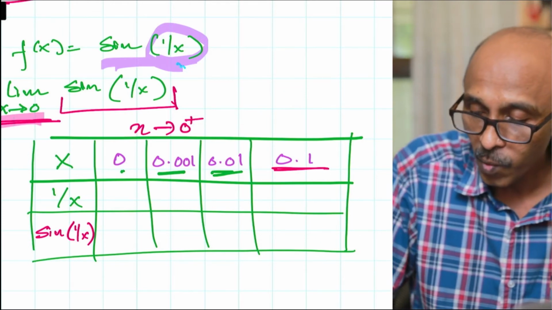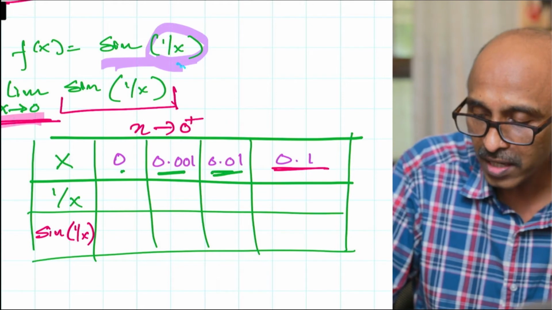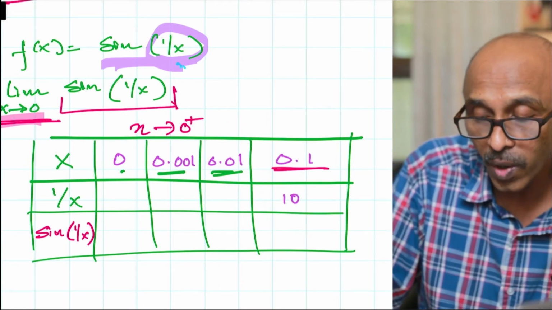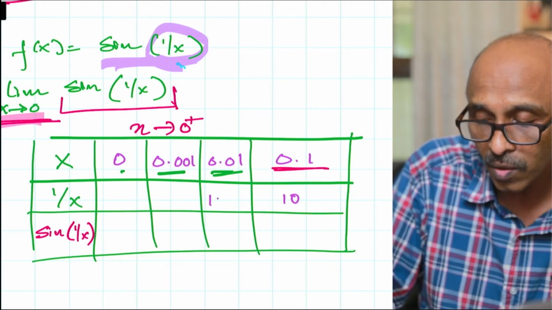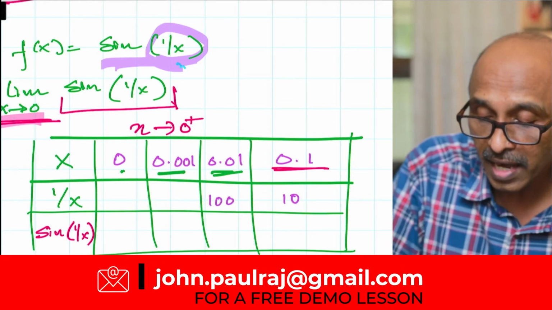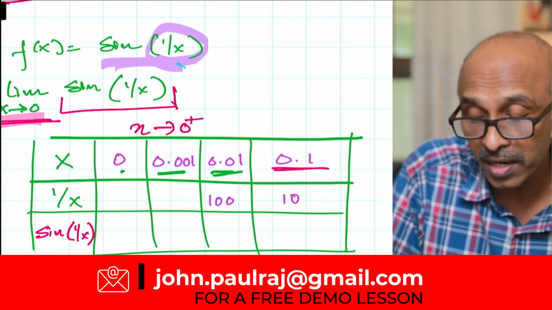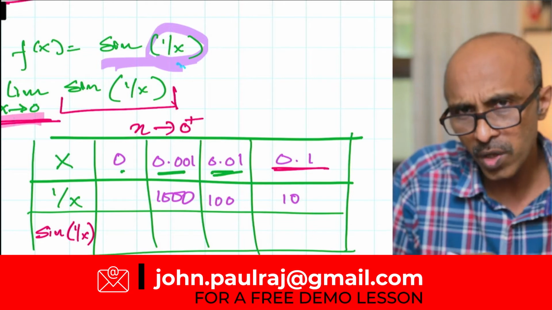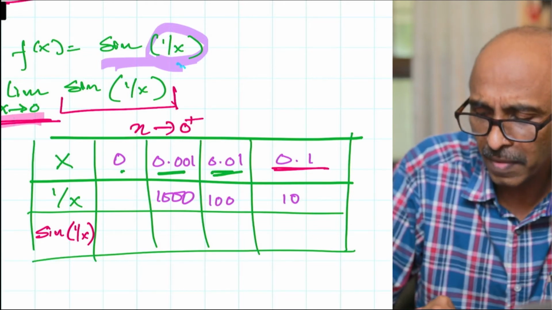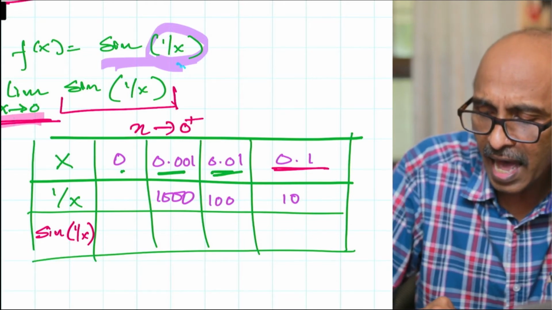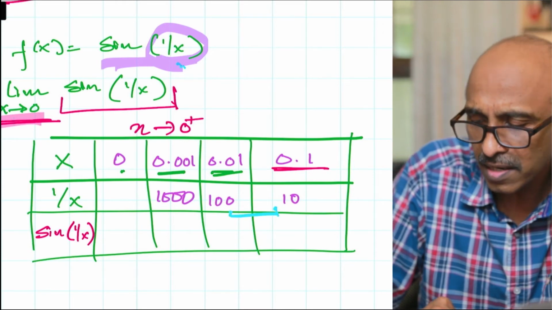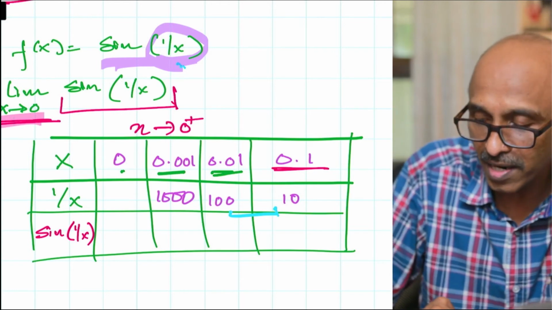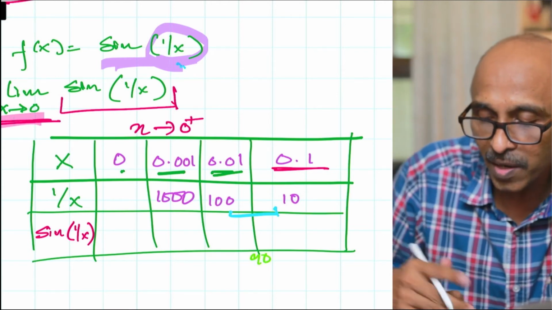Watch. When x is 0.1, 1 over x is 10. When x is 0.01, 1 over x happens to be 100. When x is 0.001, 1 over x happens to be 1000. What does that mean? Now watch. Between 10 and 100, there are like 90 steps.